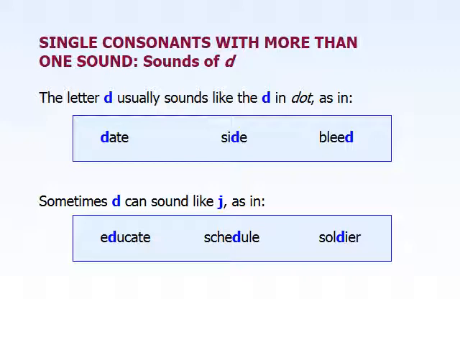You'll see that this happens when it's in the middle of the word, and it's between two vowel sounds. In educate, you have the vowel sounds before and after the D. In schedule, you have the same. In soldier, you have the sound, which is sort of a weird sound, but anyway. So when you see it in the middle of these two vowel sounds, it's going to be a J sound.